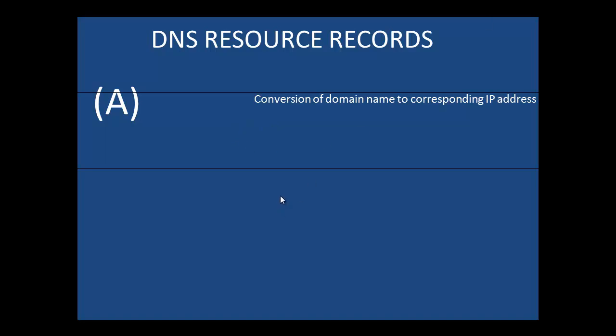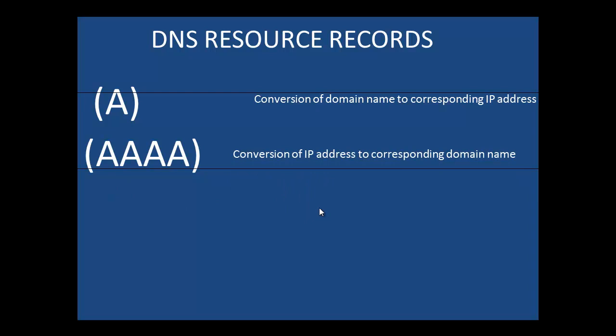Next, we have what we call the Quad A resource record. And this record specifies an IPv6 address and is used for the conversion of an IP address to a domain name.